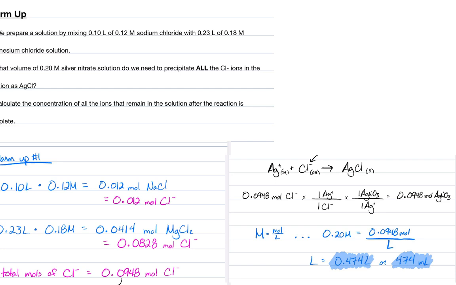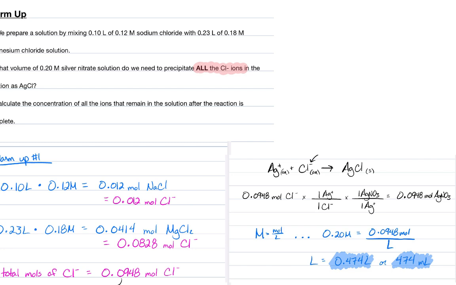Okay. So we're told that we prepare a solution by mixing 0.1 liters of 0.12 molar sodium chloride with 0.23 liters of 0.18 molar magnesium chloride. And we want to know what volume of silver nitrate we need to add to this new solution that we've mixed together to precipitate all of the chloride, right? We want to precipitate all the chloride ions in the form of AgCl.